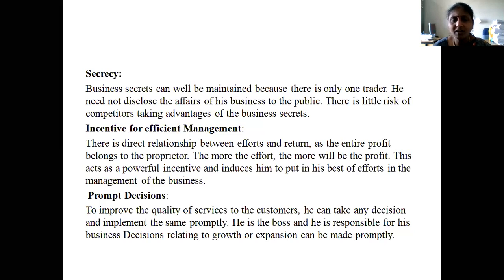In any other case, he needs to discuss only with his family members for taking prompt decisions in his business. Say, to improve the quality of services to the customers. Suppose in his business he wants to give more quality of service to his customers. He can take any decision and implement it promptly. That decision is taken by himself. He need not discuss with anyone else. He can take that prompt decision and implement it.